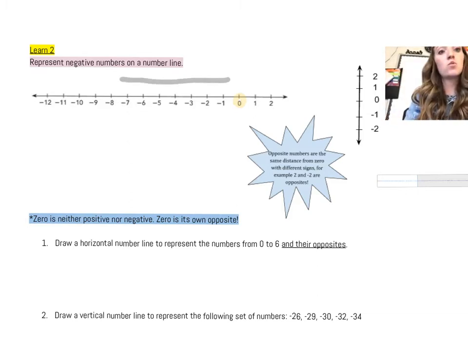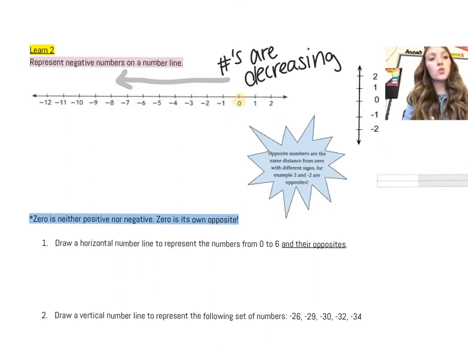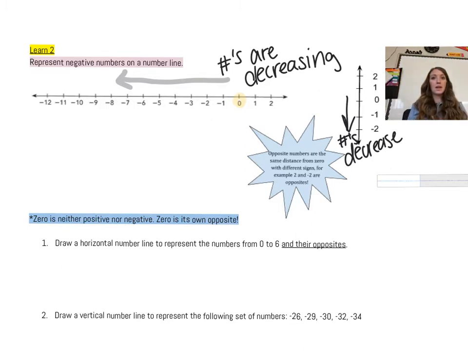The more that I move to the left, my numbers are decreasing, or they're getting smaller. The more I go to the left on a horizontal number line, my numbers are decreasing. Which then, if I'm thinking about a vertical number line, the more I go down, my numbers decrease. Okay?